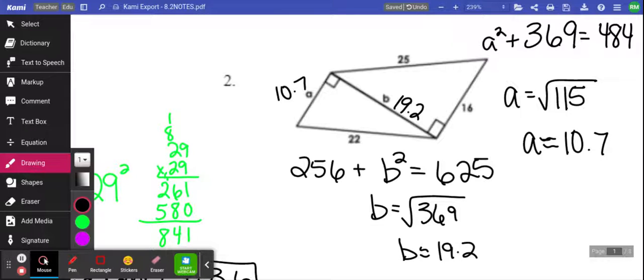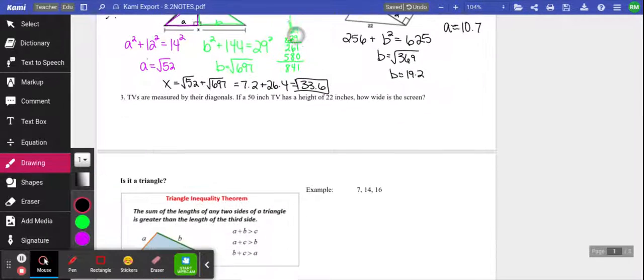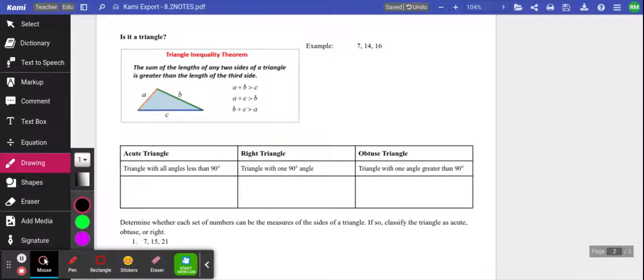Okay, I think we might just skip the next one because you guys know how to use this stuff. Let's get to something that we don't know so we can hurry up and get to homework. Do you guys remember last time the triangle inequality theorem? Can you tell me if this is a triangle? It is a triangle.